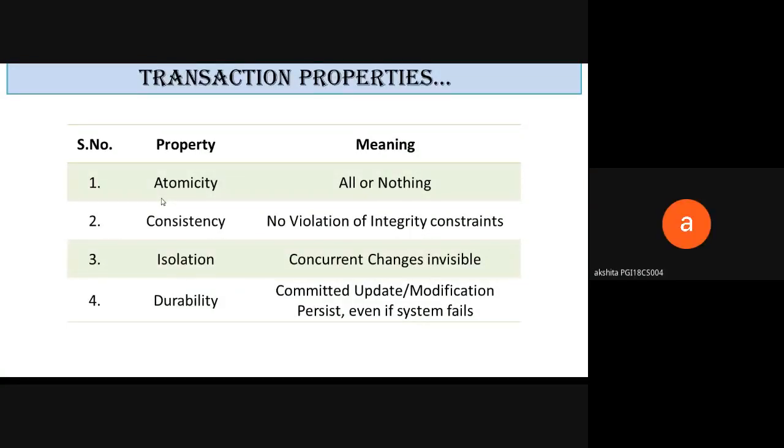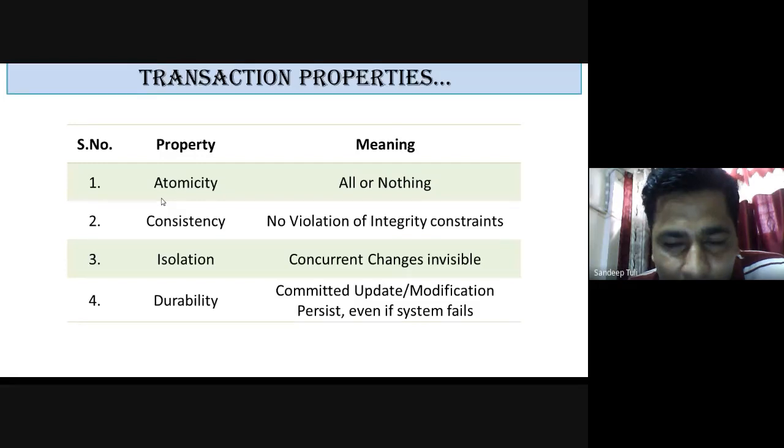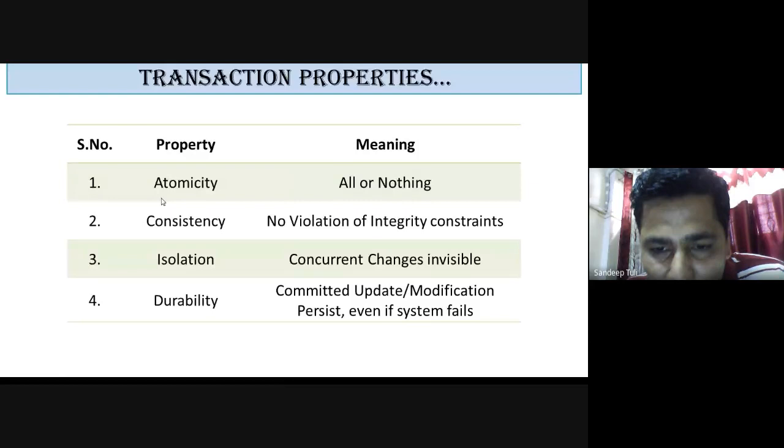Atomicity means all or nothing. It means either all the instructions need to be executed or none of them. Consistency means no violation of integrity constraints. We have studied 3 integrity constraints, so none should be violated in the case of consistency. Isolation means concurrent changes are invisible. If I am doing multiple transactions at the same time, the concurrent changes are not visible to one another. One transaction will not be able to see the changes by another and vice versa.